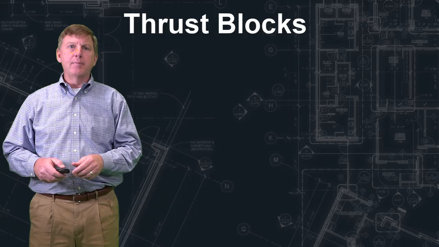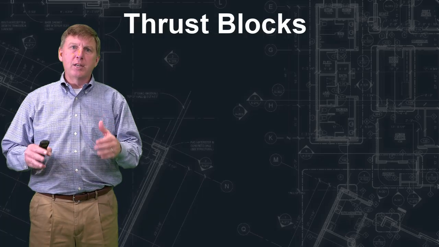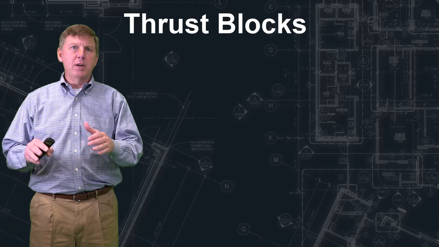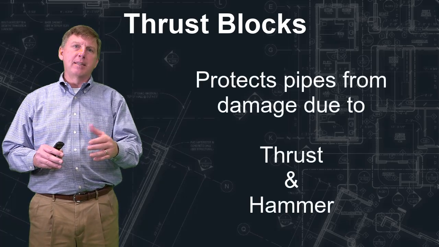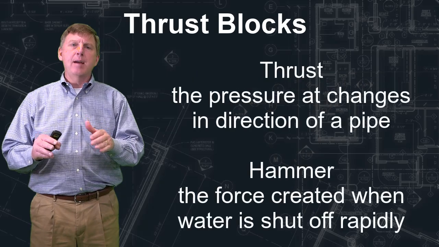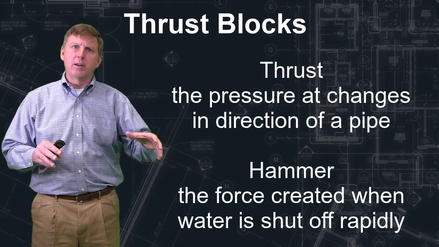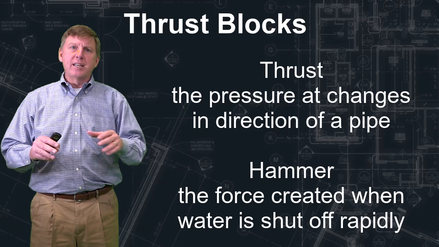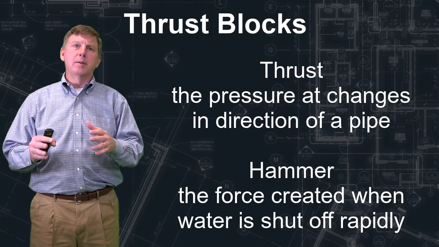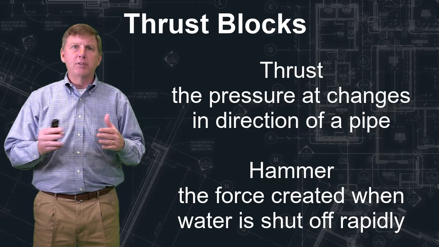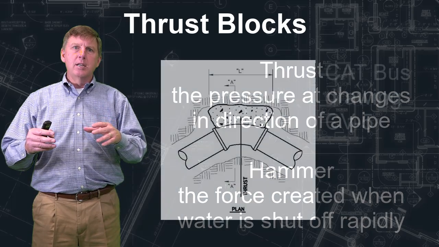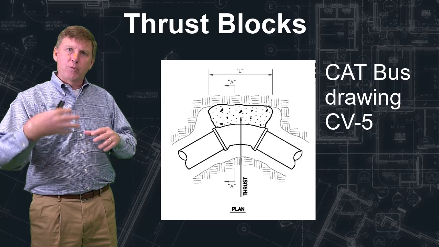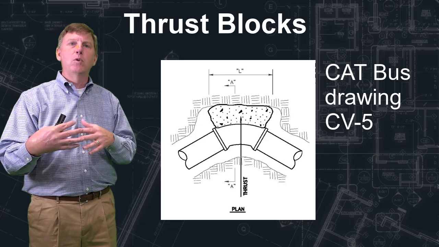In addition to that, we have a thing called thrust blocks. Now with thrust blocks, you're trying to prevent damage to the pipe by a thing called hammer. Hammer is the force that's created when water is shut off rapidly. And that force can actually break apart joints in a pipe. So whenever you have a joint in a water line, in a large water line, you need to put a thrust block. And that thrust block counteracts that force.